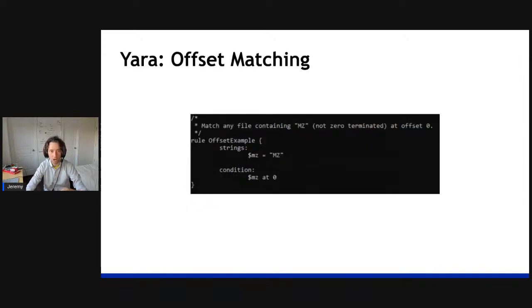It can do offset matching. So this example here will match any file containing MZ at offset 0. So the string it's looking for is just MZ, and the condition is that MZ is at 0. Does anyone off the top of their head know why you would want to look for MZ at 0? Does that make sense to anyone? If it does, toss an answer in the chat.